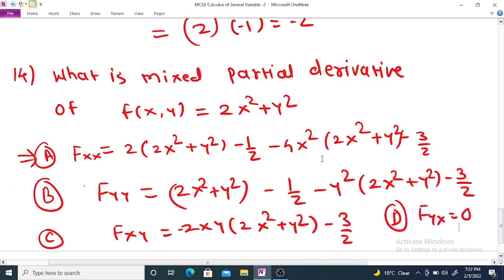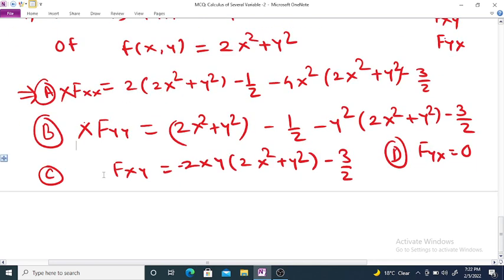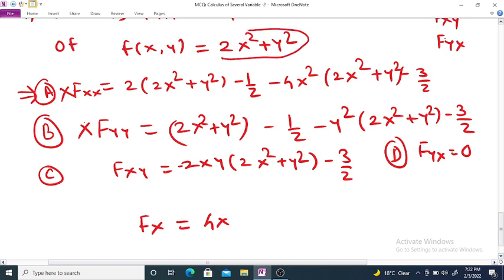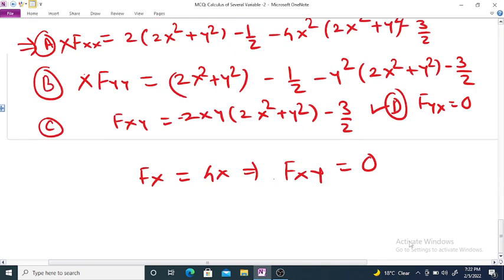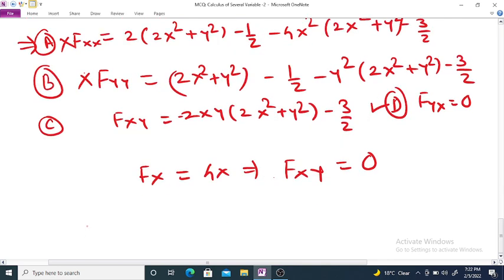0. So the mixed partial derivative is denoted by f of xy or f of yx. F of xy or f of yx are called mixed partial derivative. So these two options are not correct here. So now f of x, if you find here f of x is 4x. The partial derivative of this function with respect to x is 4x, and the derivative of this function again with respect to y is 0. So the correct option is D. F of xy is 0. Similarly, f of yx is also 0.